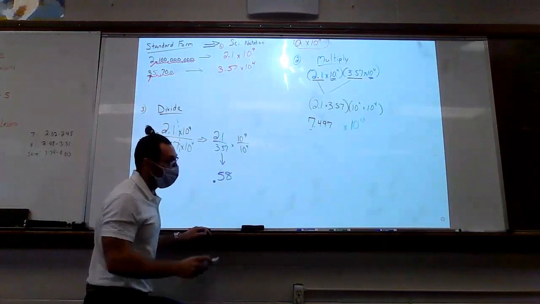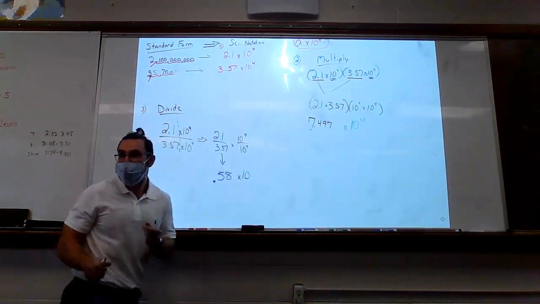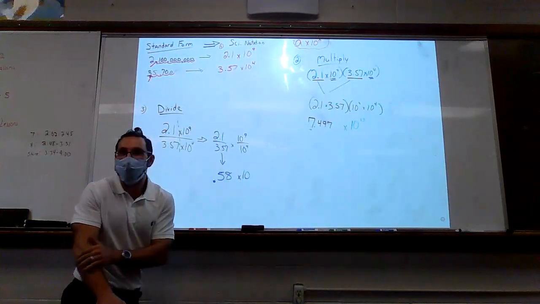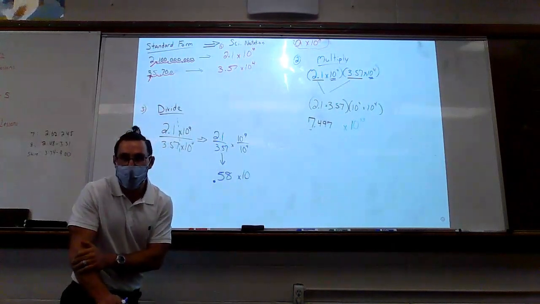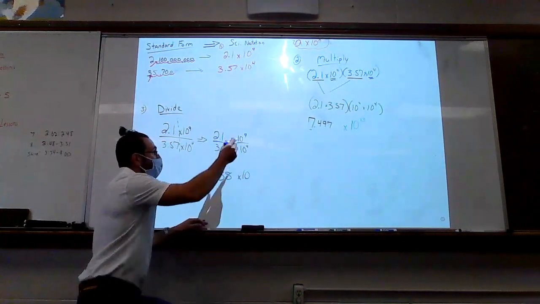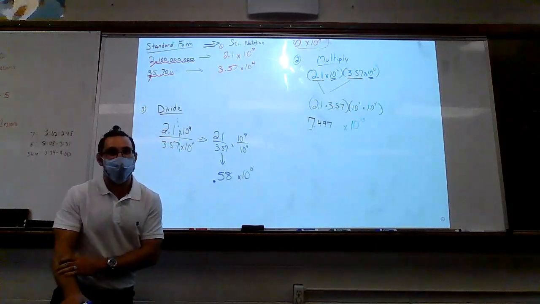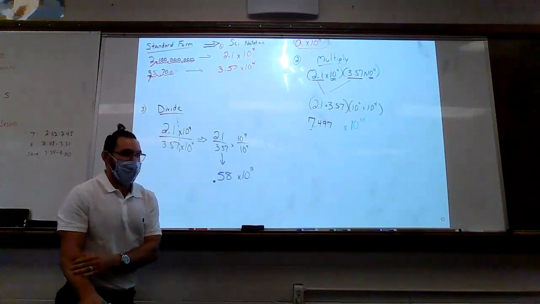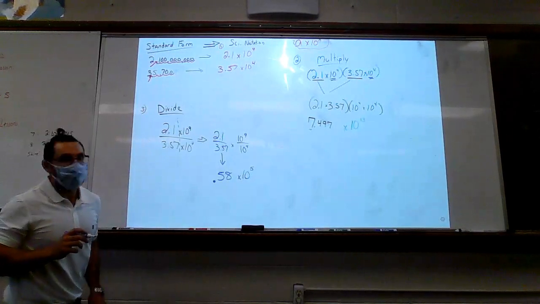So 58 hundredths times 10 to the, hey, we just had a quiz on this. What do we do when we divide exponents? Do we add, subtract, multiply, or divide? Subtract. 9 minus 4 is 5. Okay, I'm almost done. Is this in scientific notation? No.